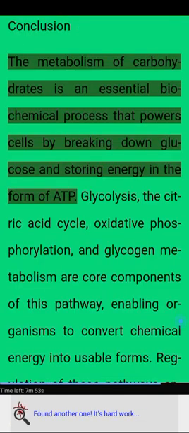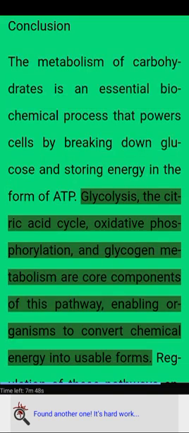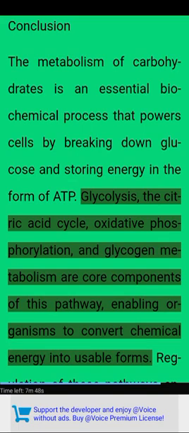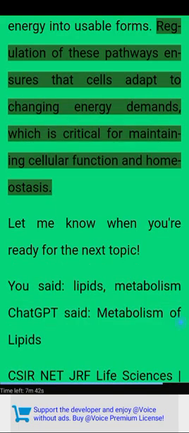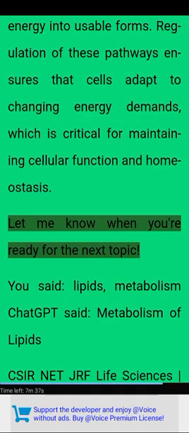Conclusion: the metabolism of carbohydrates is an essential biochemical process that powers cells by breaking down glucose and storing energy in the form of ATP. Glycolysis, the citric acid cycle, oxidative phosphorylation, and glycogen metabolism are core components of this pathway, enabling organisms to convert chemical energy into usable forms. Regulation of these pathways ensures that cells adapt to changing energy demands, which is critical for maintaining cellular function and homeostasis. Let me know when you're ready for the next topic.